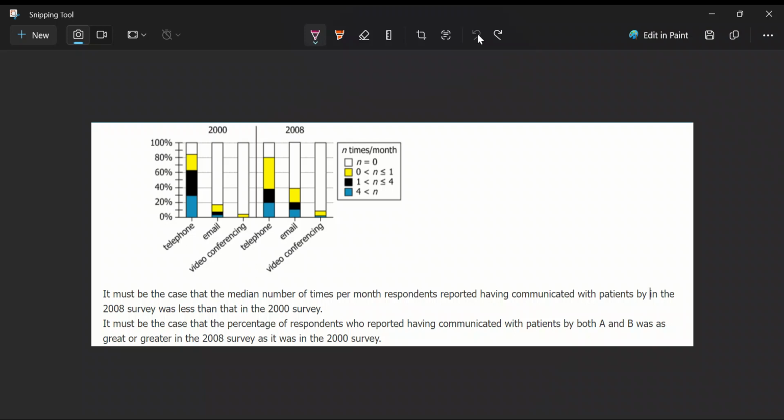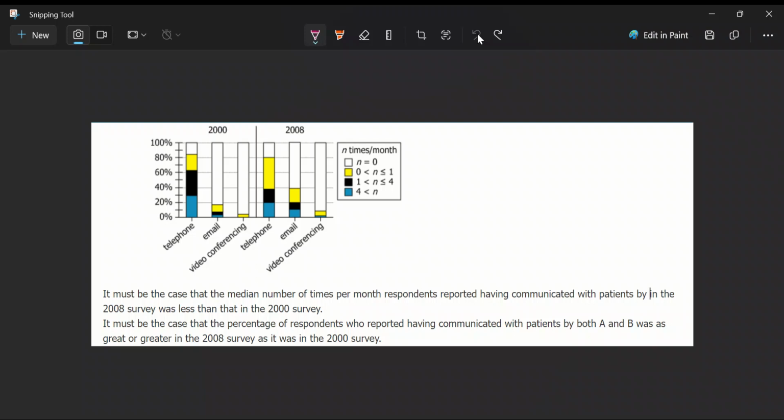So when we come down to the first question, it says that the median number of times per month respondents reported having communicated with patients by dash in the 2008 survey was less than that in the 2000 survey. So basically, we are looking at the middle of each bar. It does not make a difference what the size of the bar is. What we are looking at is the middle point of each bar.